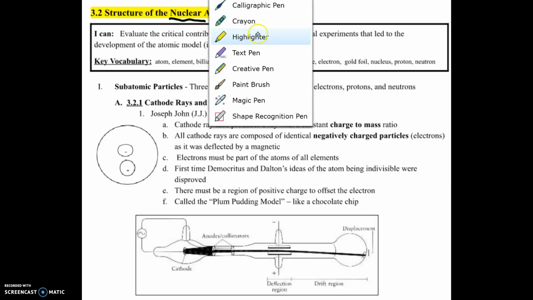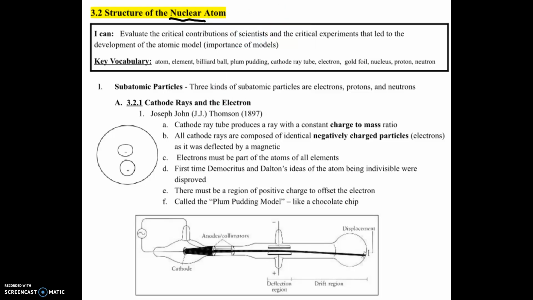So here is our I can statement for this section. I can evaluate the critical contributions of scientists and the experiments that led to the development of the atomic model. We're going to be focusing on the importance of models, and some of the key vocab words are going to be atom, element, billiard ball, plum pudding. You might think, wow, that seems weird. We'll get to it. Cathode ray tube, electron, gold foil, nucleus, proton, and neutron.